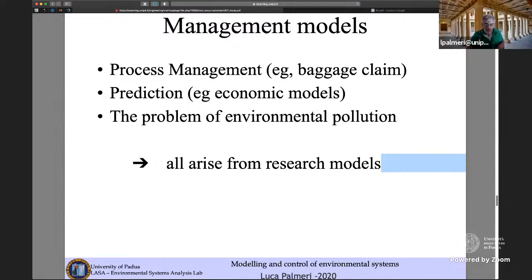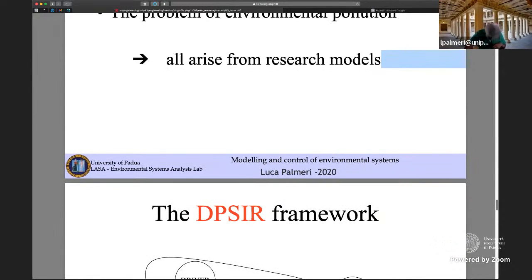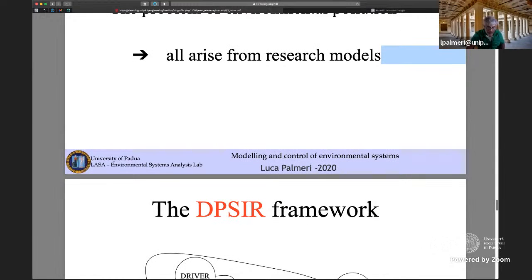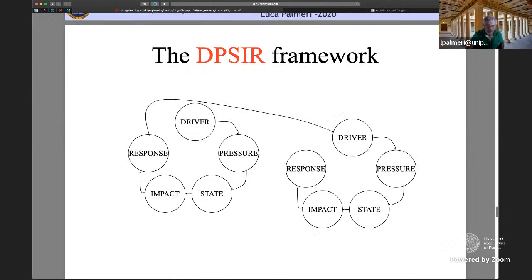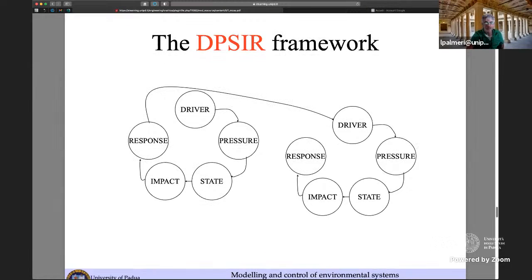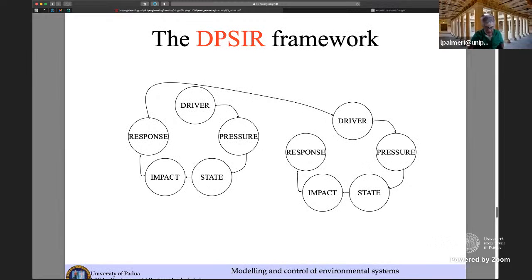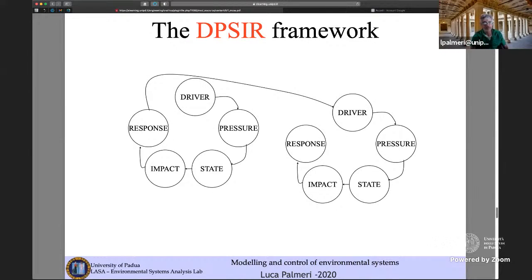All these models arise from research models. This is why it is so important to have the ability of building a mathematical model that allows us to pass from the analysis, the observation of the system, to the synthesis, the prediction of the behavior of the system.